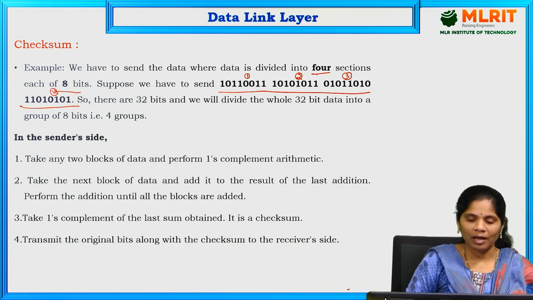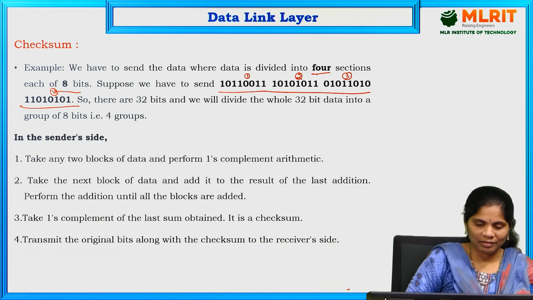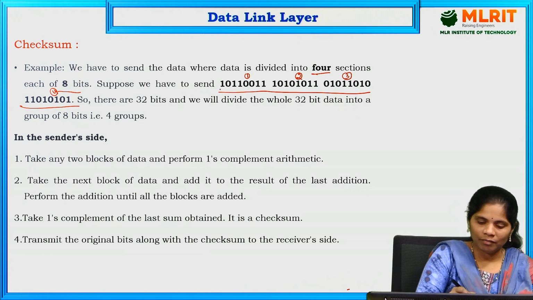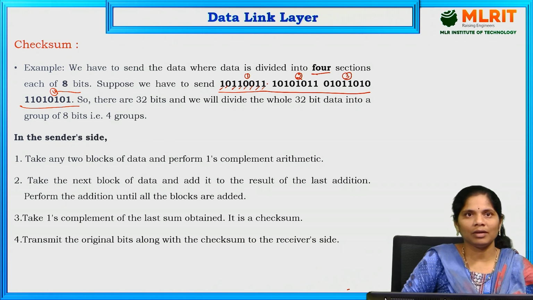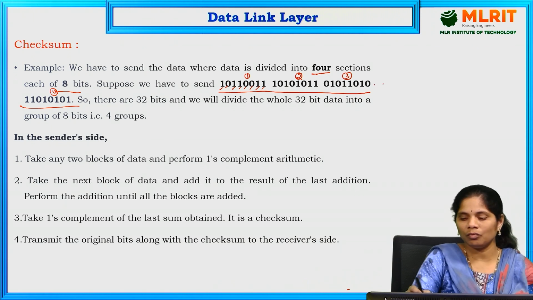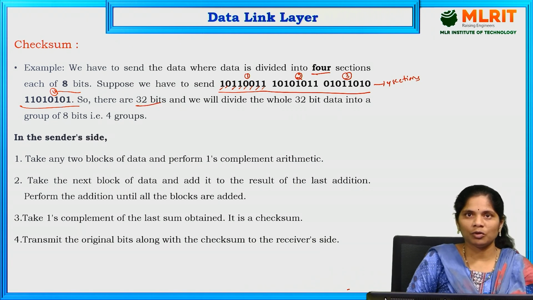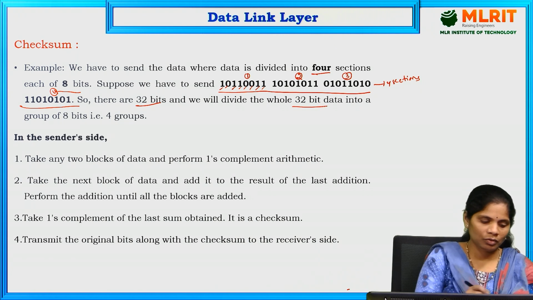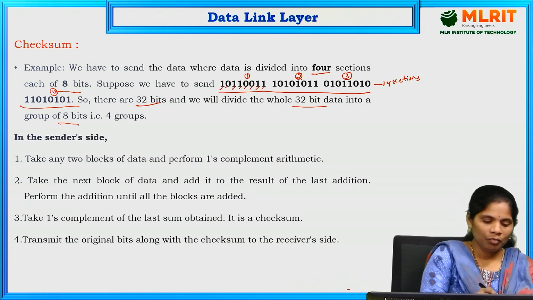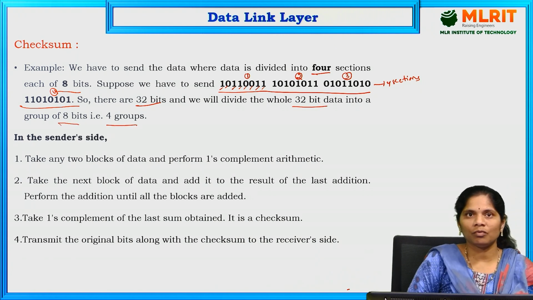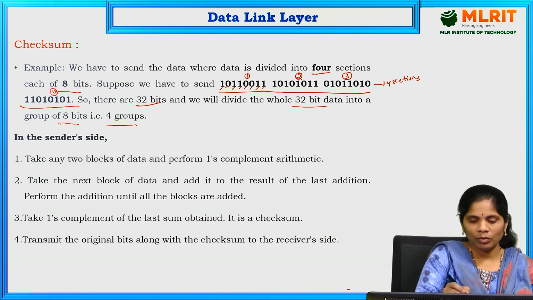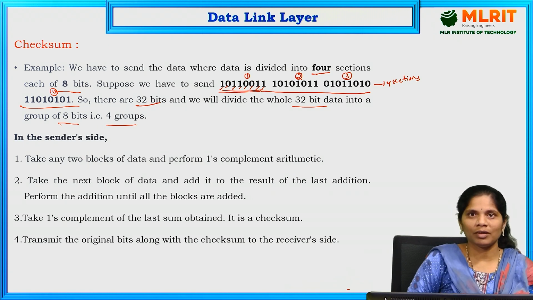Each section has how many bits here? 1, 2, 3, 4, 5, 6, 7, 8. Each section has 8 bits, and we are dividing into 4 sections. So there are 32 bits in total. We divide these 32 bits into 4 groups of 8 bits, so each block has n bits, that is, 8 bits.